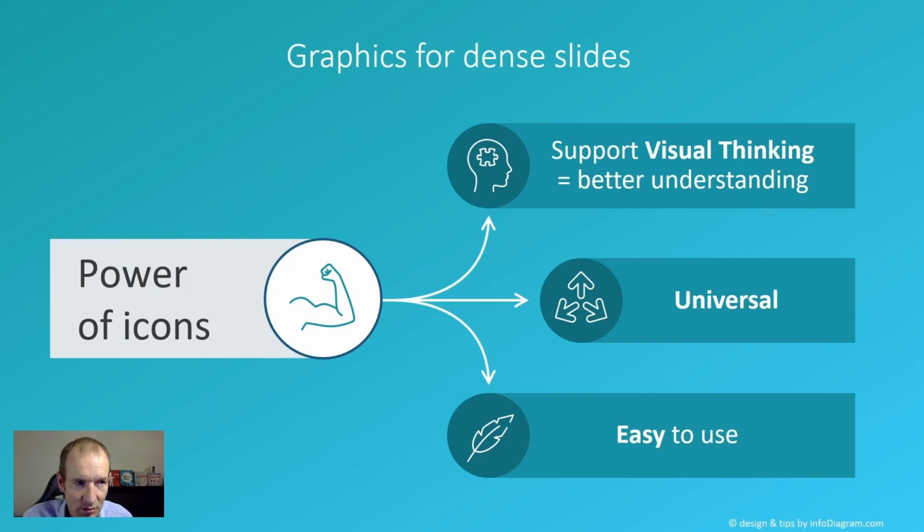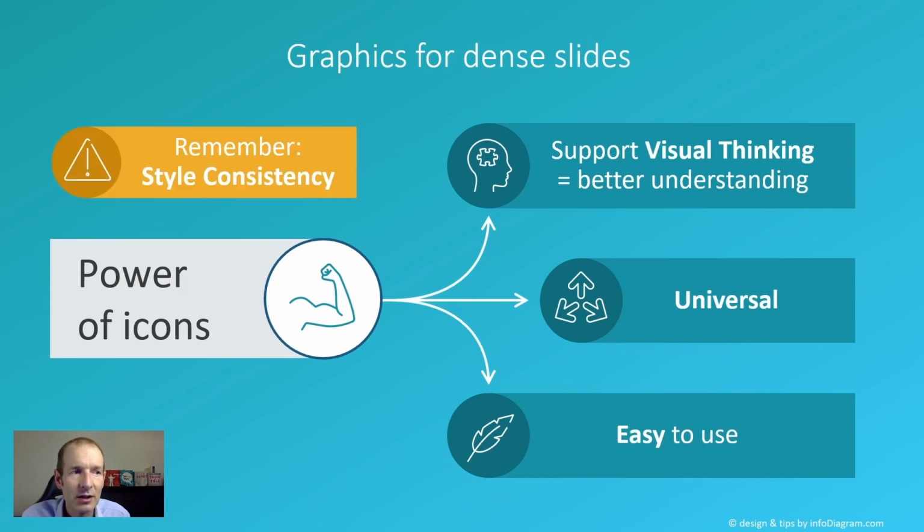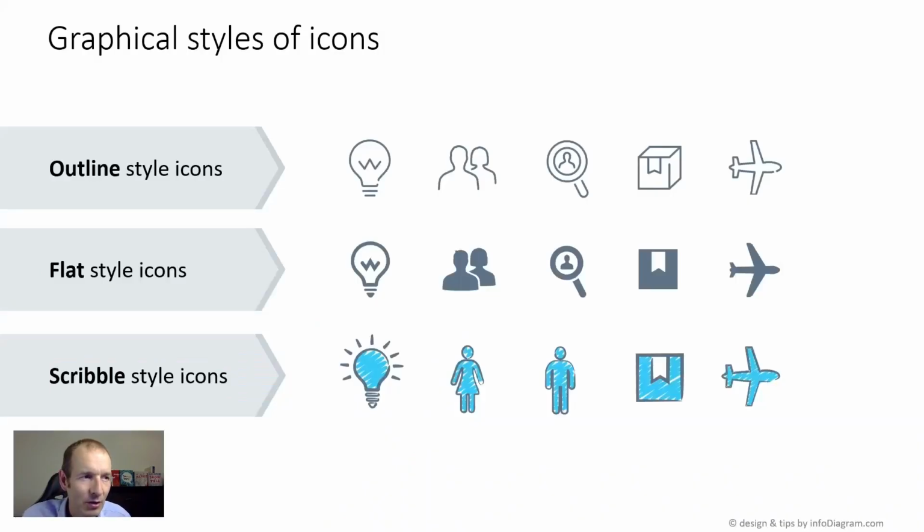However, one thing should be remembered: if you use several icons, you should keep the consistency of their style. So don't try to mix icons from different sources that look different. For example, here we usually use outline style icons. They are very subtle, elegant. They fit a lot of content. Or you can use flat style icons. Or, if you want to be more personal, more original, this kind of handwritten scribble style is also nice, but try not to mix these styles because it's not a sign of professional design.